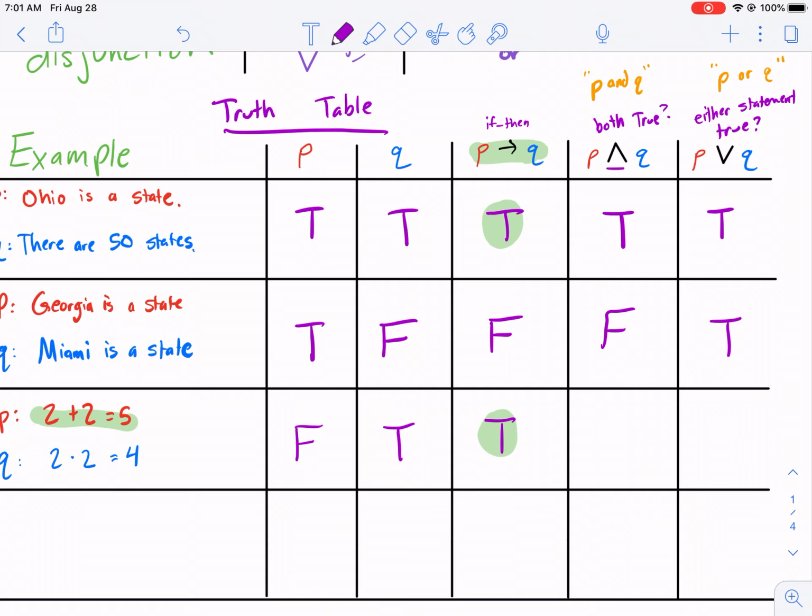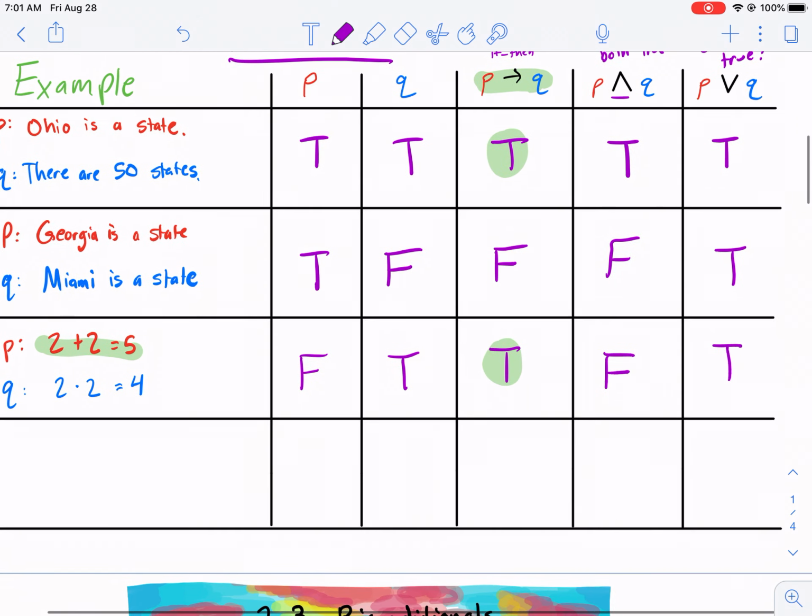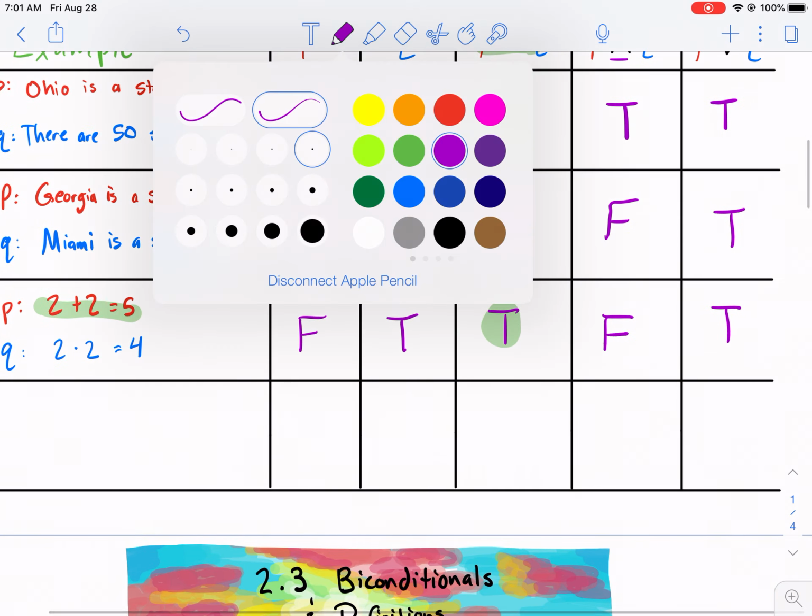Next up, P and Q. Are both of these true statements? We just have to look here. We see that they're both not true, and it is false. Okay, they both need to be T's like they are here in order for this to be a true statement. P or Q. We just have to look here. We see that one of them is a T, so we put a T automatically. Okay. All right. Hopefully you guys picked up the pattern.